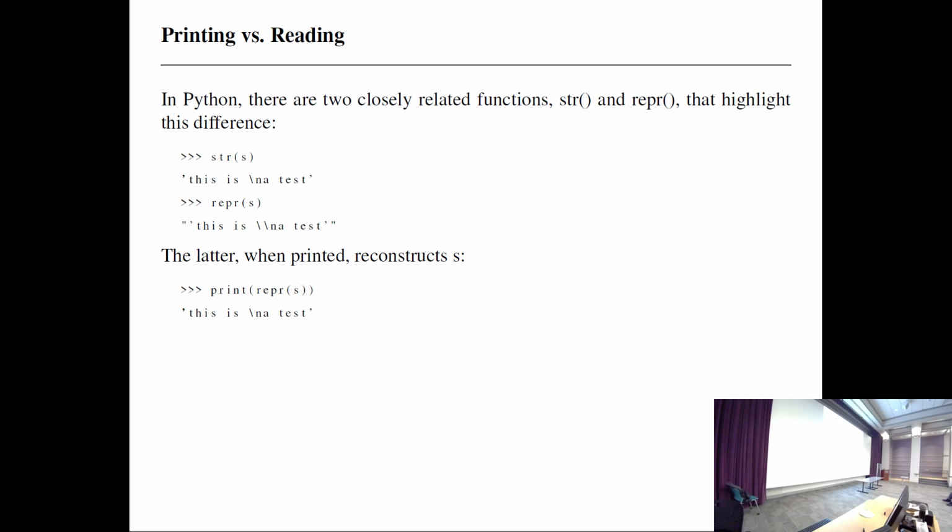So we see that the string function returns a string, whereas the representation function also returns a string, but it's a string that when evaluated gives me the string that I want to have. So it's like one step removed. Does everybody see this?